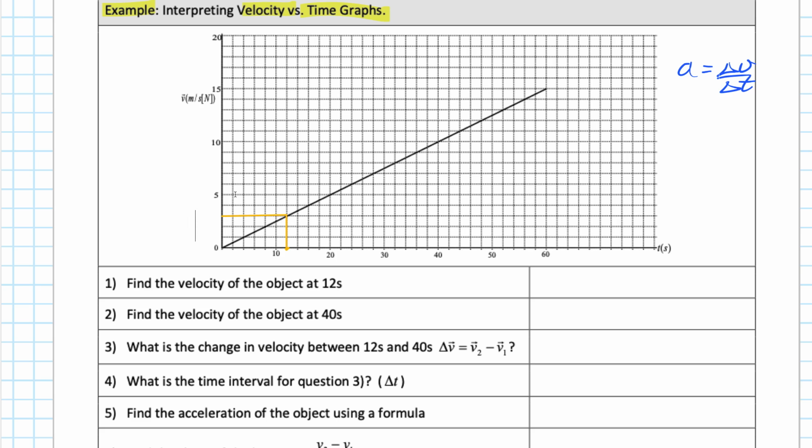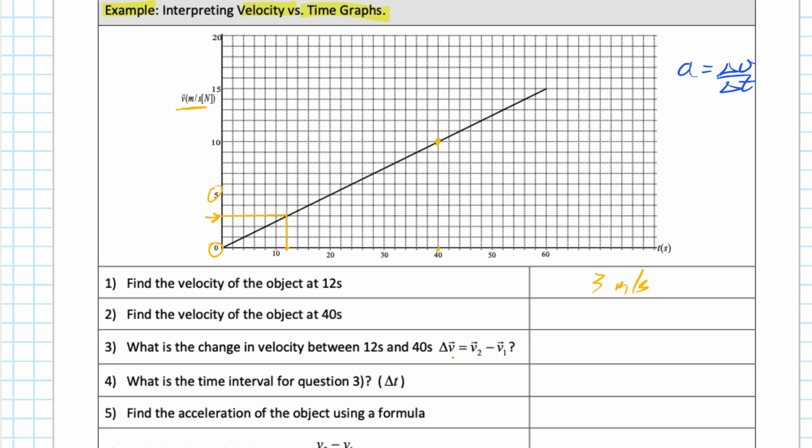And once you've done that, you now read what this point here is on the v-axis. Well, according to the scale, if this is 0 meters per second, and that's 5 meters per second, each of these lines represents 1 meter per second. So this would be 1, 2, 3 meters per second. And then you follow through with the rest. So you go to the 40-second mark, go up to the graph, and then read the value off the axis.